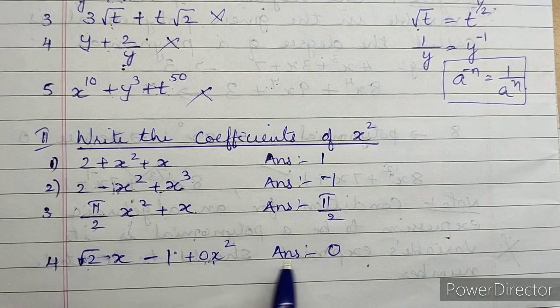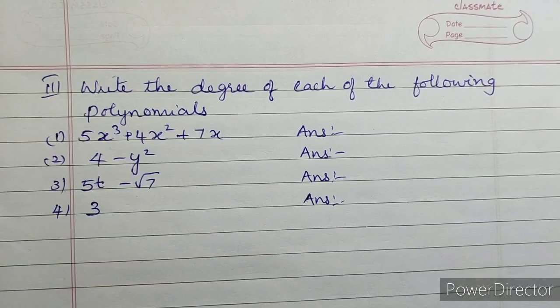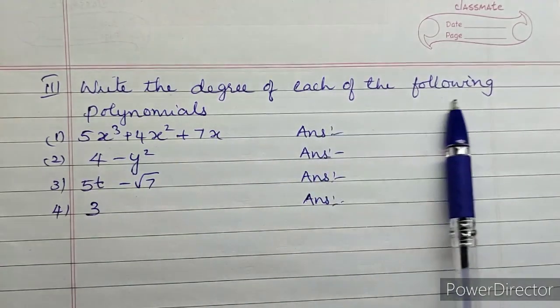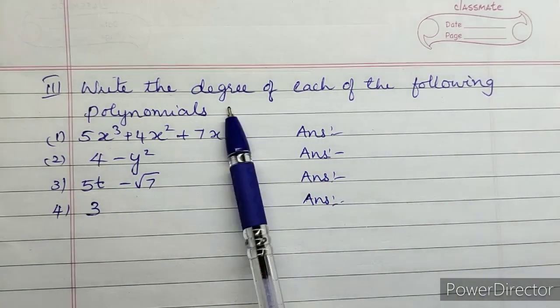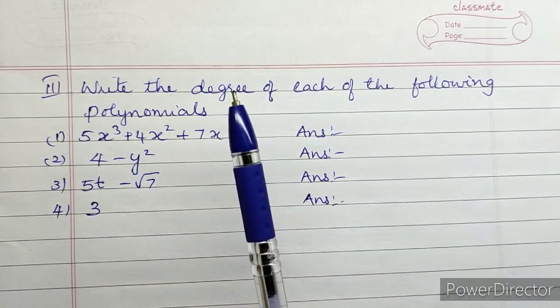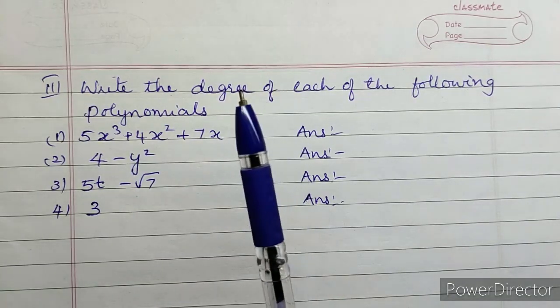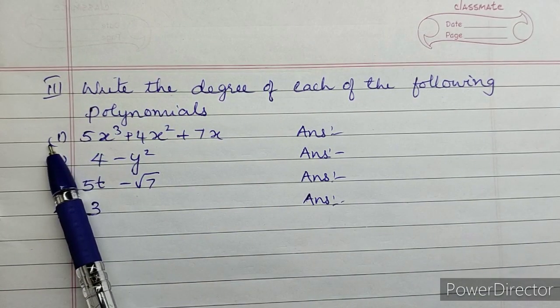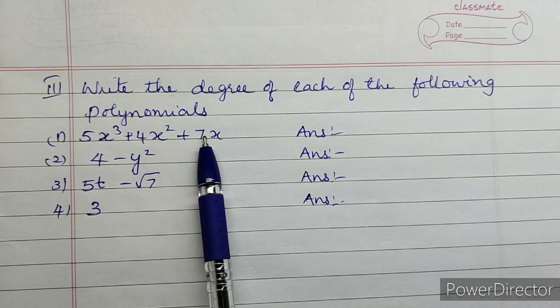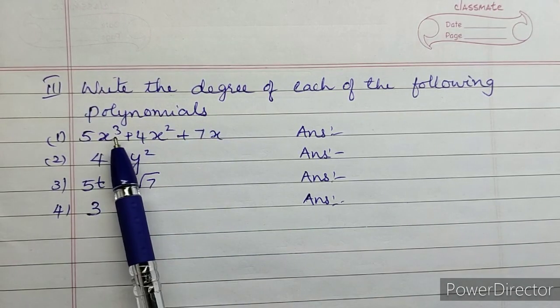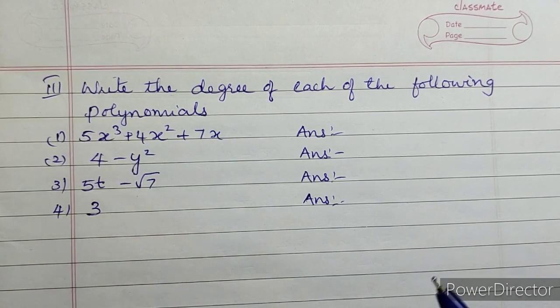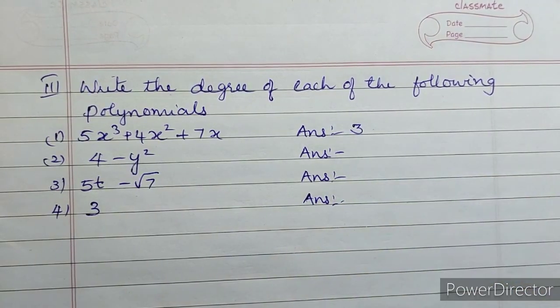So 0 is the coefficient of x square here. Third main, write the degree of each of the following polynomials. Degree means what? The maximum, highest exponent of the variable is called the degree of the polynomial. So first one, 5x cube plus 4x square plus 7x. Which is the highest exponent? 3. So the degree of this polynomial will be 3.